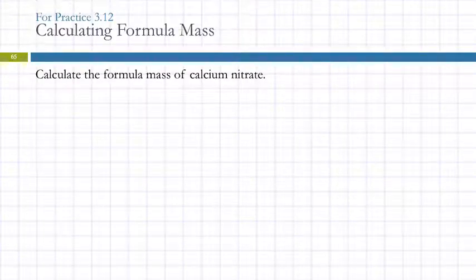So let's calculate the formula mass of calcium nitrate. What do we need first? We need the formula. What kind of a compound is calcium nitrate? Is it ionic, molecular, or an acid? It's ionic. We can tell because the first element, calcium, is a metal. So it's an ionic compound. We need the formulas for the 2 ions. So calcium is Ca, and what's the charge on a calcium ion? 2+. We know that because it's in group 2A.